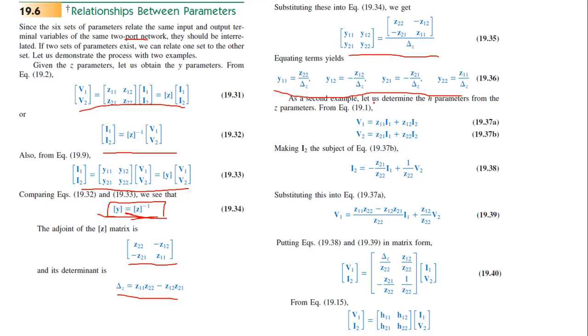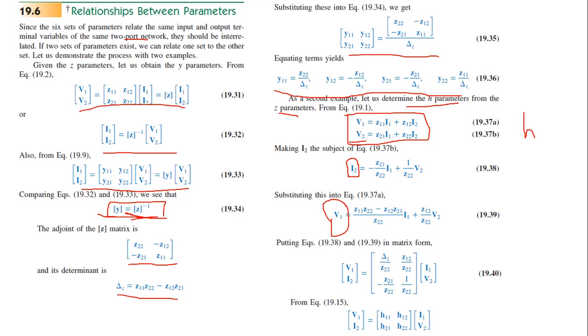Now second example, let us determine the H parameters from the Z parameters. Given is again the Z parameters. This is the relationship governing the Z parameters. We have to determine the H parameters. To determine the H parameters, we know that the variables are V1 and I2, so [V1 I2] is related to [I1 V2].